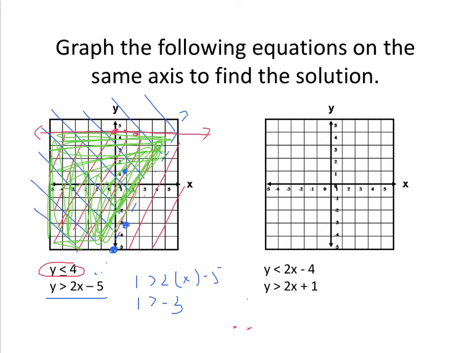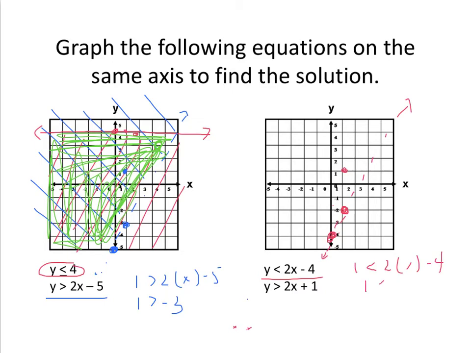Okay, let's try the next one. Here I have that y is less than 2x minus 4. So go down to minus 4, rise 2, run 1. I get a dotted line here because it's less than. And now I'm going to choose the point of 1, 1. So I'm filling in 1 for x and y.